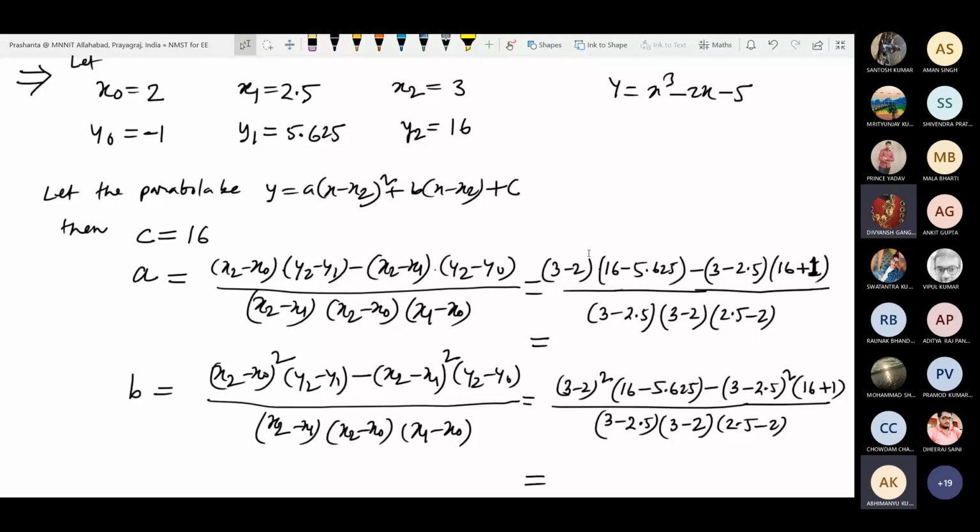So A is minus 4.5 and B is 12.5. A is minus 4.5, B is 12.5. Somebody else please cross check it, say yes or no, then I'll use the formula to find out the next approximate root. Is it correct, the value of A and B?